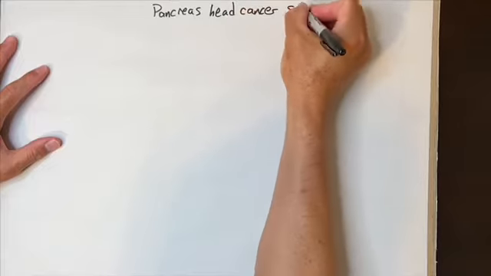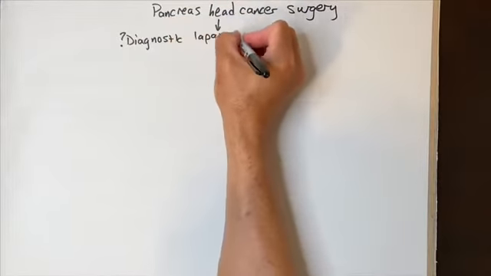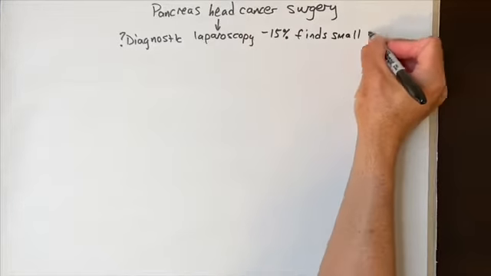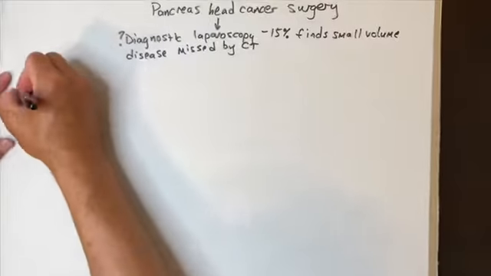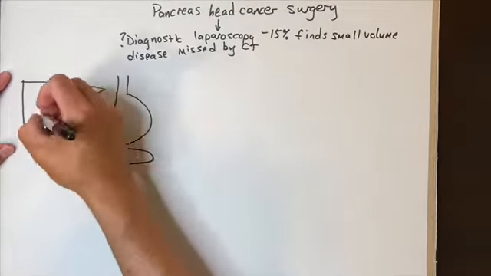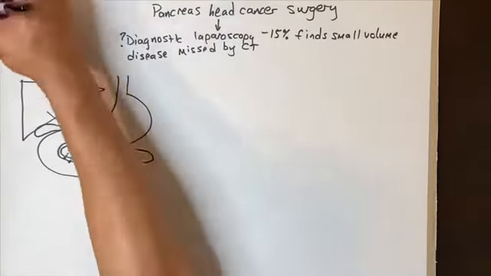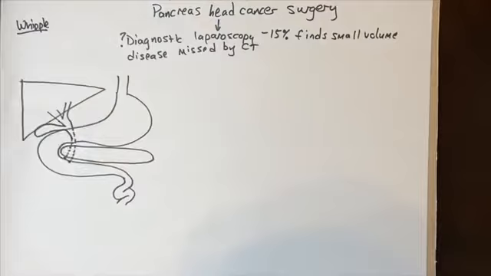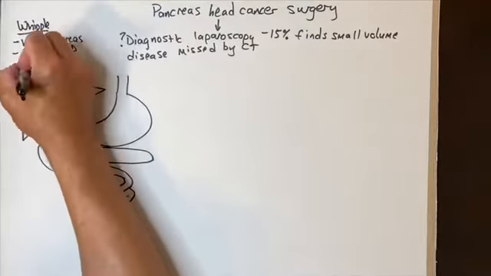Let's talk about surgery a little bit more in depth. A diagnostic laparoscopy can find carcinomatosis or small volume disease missed on the CT scan in about 15% of cases. I would definitely do a diagnostic laparoscopy prior to the full incision in locally advanced cancers. The Whipple surgery is done for cancer in the head of the pancreas, or distal common bile duct cholangiocarcinoma, or periampullary cancer, or a duodenal cancer in the C-loop of the duodenum.